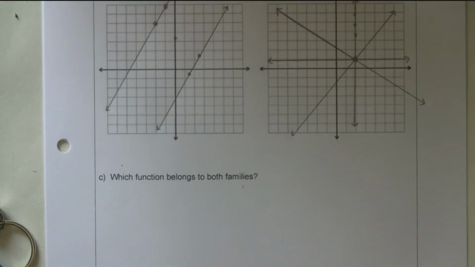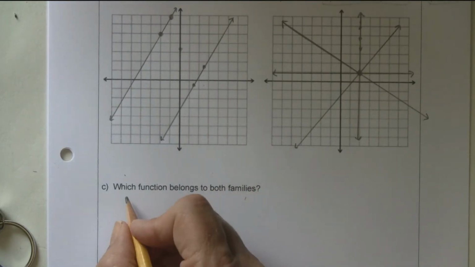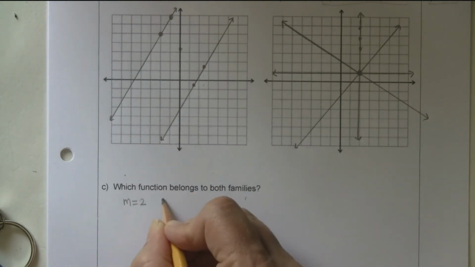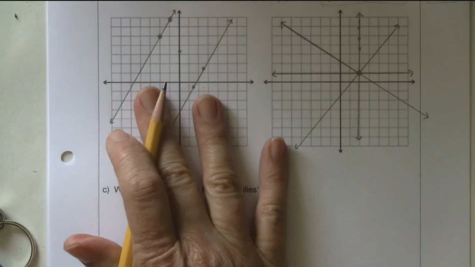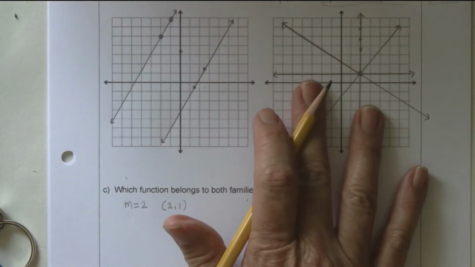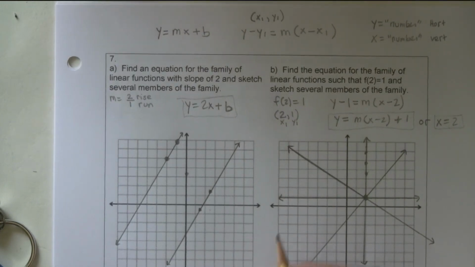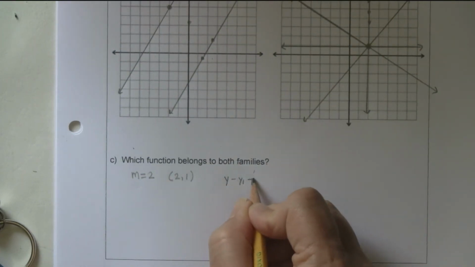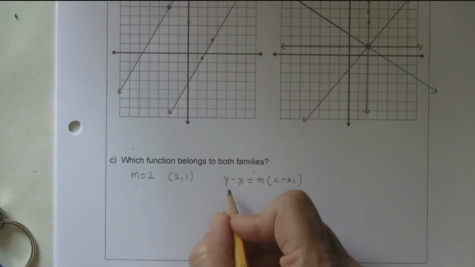Okay, and then they want to know which function belongs to both families. And so in order to belong to both families, it's going to have a slope of 2, and it's going to have to go through the point 2, 1, right? Those are the two conditions. Here it had a slope of 2, and here it's going to have to go through the point 2, 1. And I can use whatever equation builder I want. I'm going to choose to use this one: y minus y1 equals... The other one would work as well.